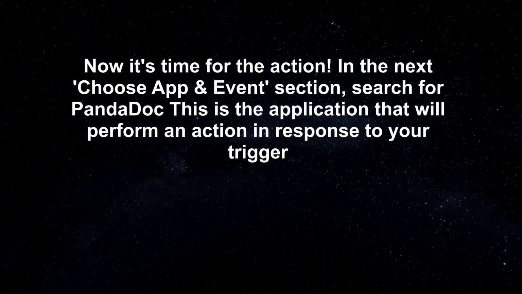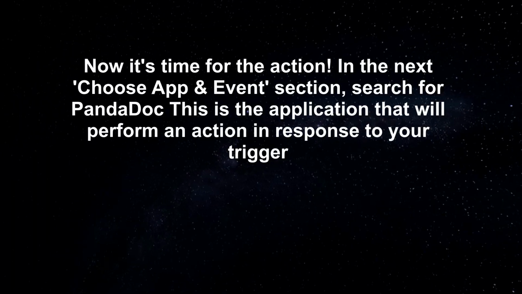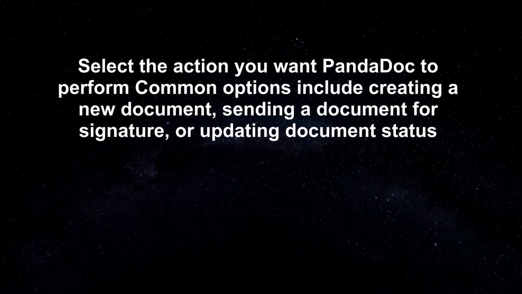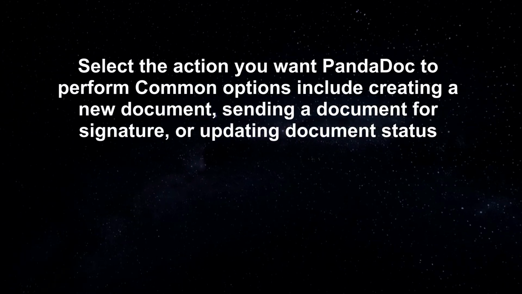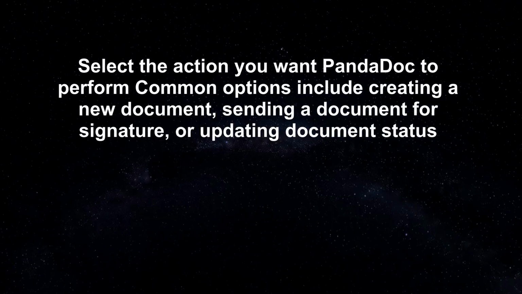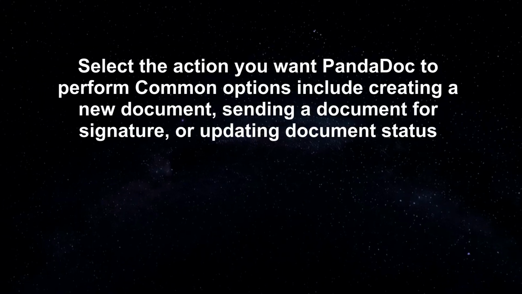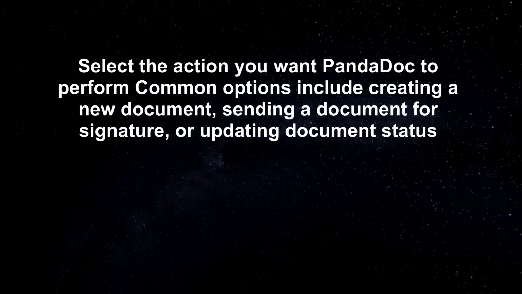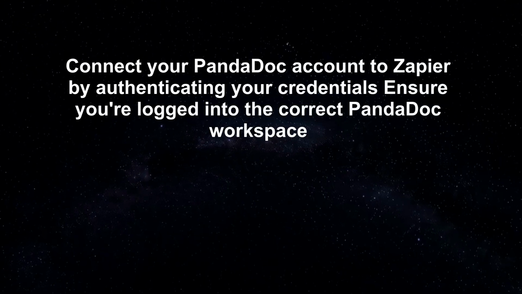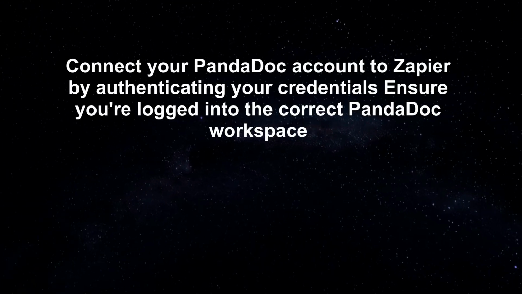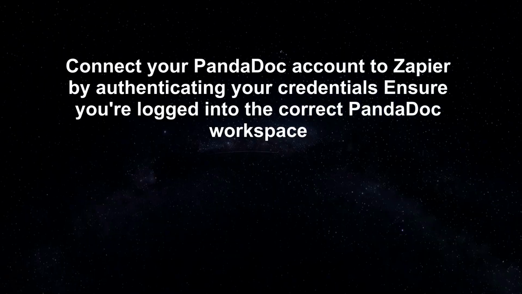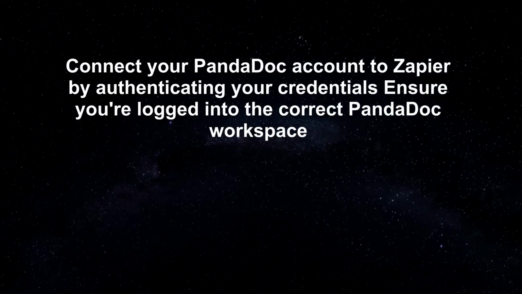This is the application that will perform an action in response to your trigger. Select the action you want Pandadoc to perform. Common options include creating a new document, sending a document for signature, or updating document status. Connect your Pandadoc account to Zapier. By authenticating your credentials, ensure you're logged into the correct Pandadoc workspace.